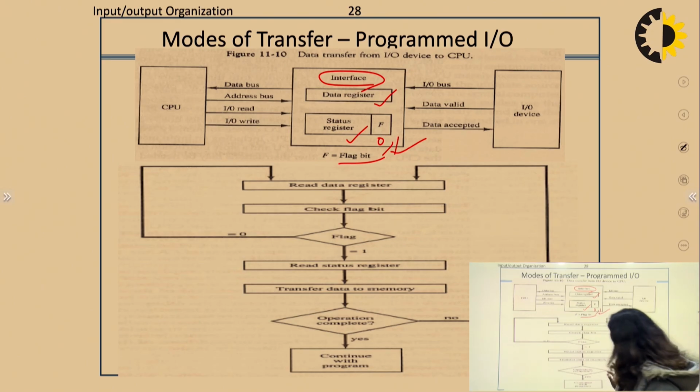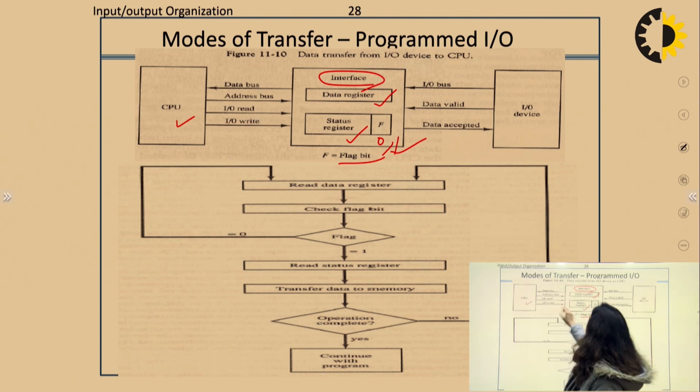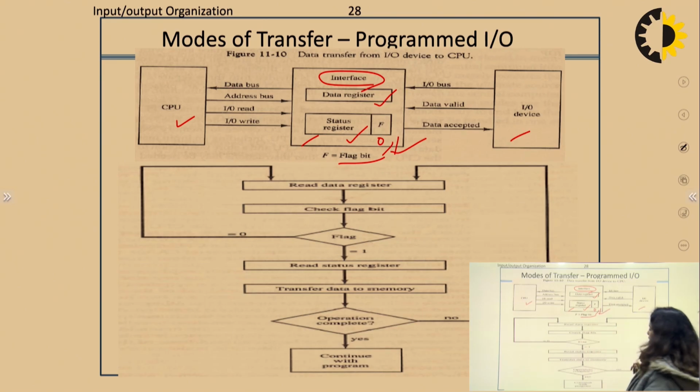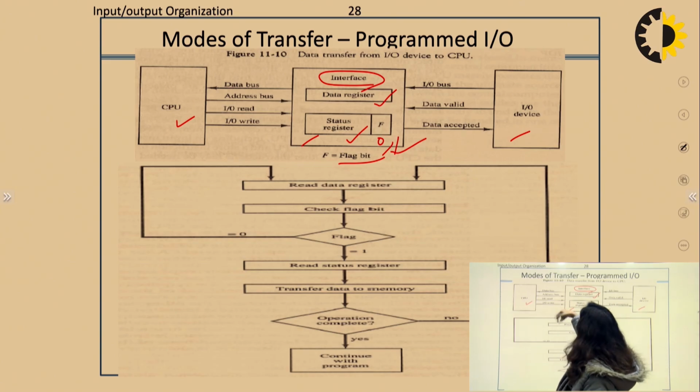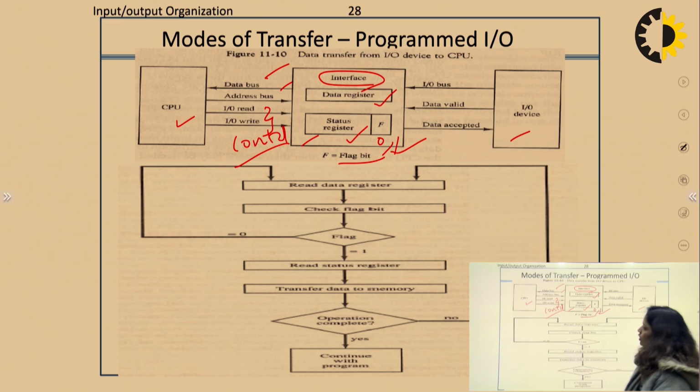So what will be happening in this transmission? We have a CPU, we have an interface, and we have input-output devices connected with that particular interface. We have four types of connectivity over here. One is the data bus, the address bus, and here we divide the control bus into two parts: one is input read and another is input write. Again, the input-output devices have three connections with them: one is the input bus connection, another is the data valid signal, and the third one is the data accepted signal.